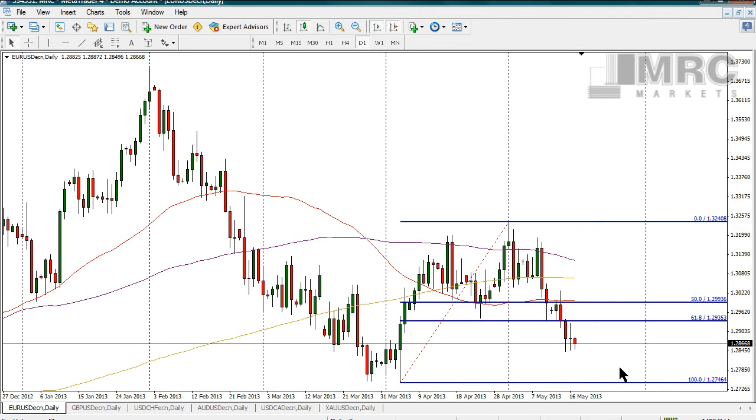Wouldn't be surprised to see the lows get taken out here. The 100% level, that's one spot 27.46. Wouldn't be surprised to see that get taken out maybe next week.